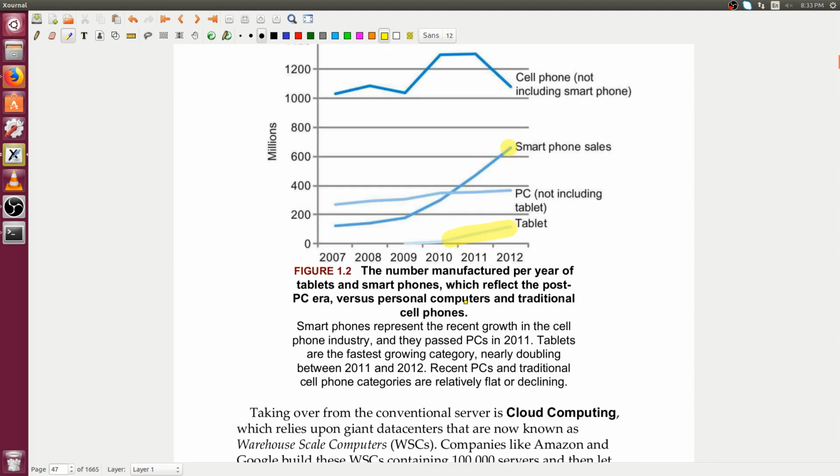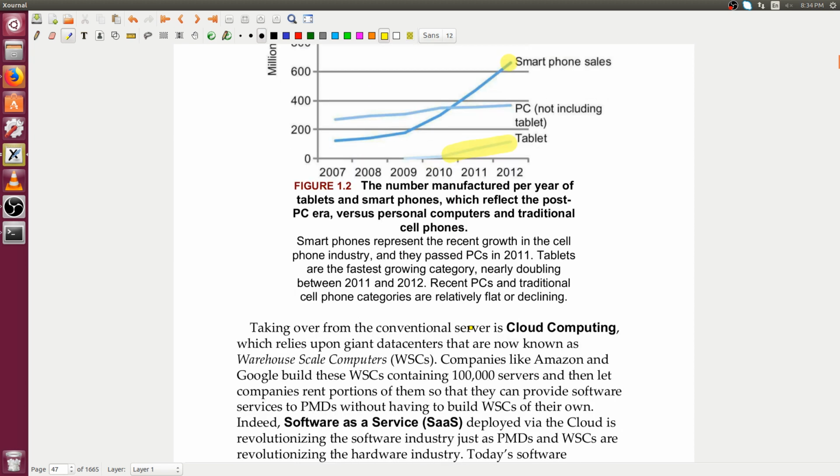Okay. So yeah, PCs aren't declining, but it's definitely not growing very quickly. One could even argue that it seems like it's at least slowed down from this 2009, 2010 upward trend.